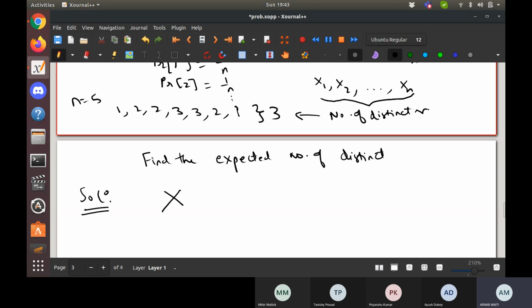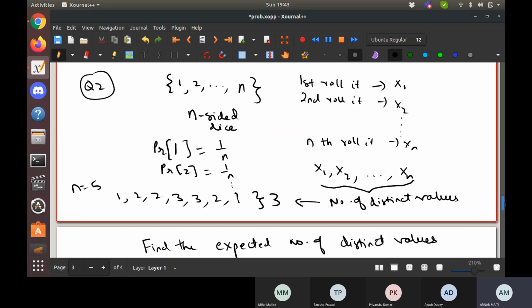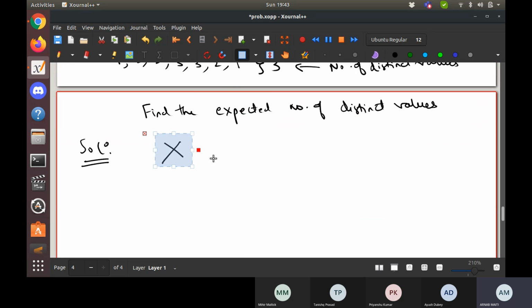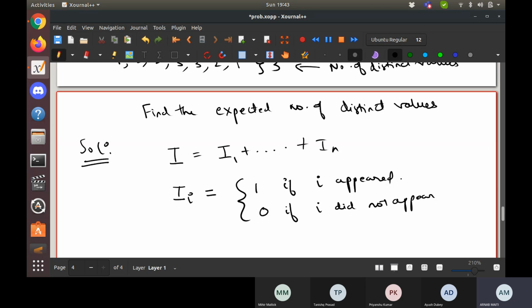I came up with, we can say, the previous question. If we say I1 is the case that one appears in our draw. You are on the right path. So we have, say, this. So you're telling it is basically one if I appeared, and it is zero if I did not appear. Yes. Yeah. So that's the correct formulation.